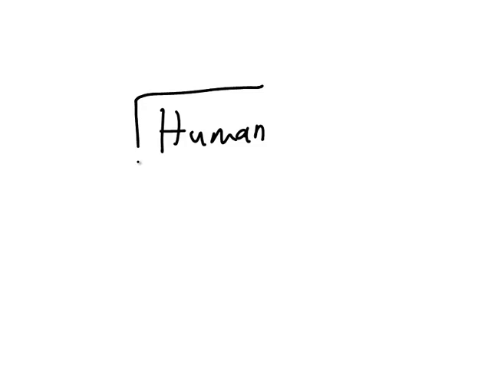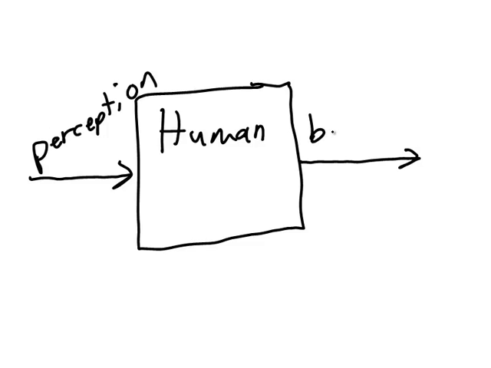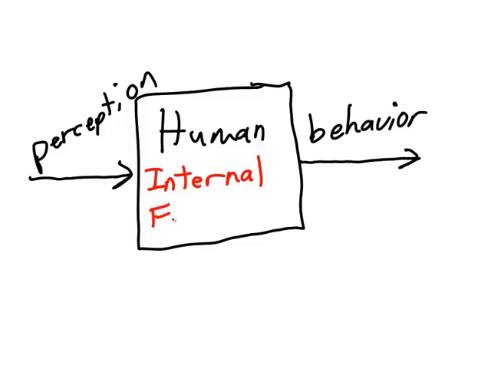As a human being, we receive some inputs from the world through our senses. And we also produce an output on the world that we typically call our behavior. But between our perception and our behavior, we also have something else in the middle. We have a sort of internal experience of the world.